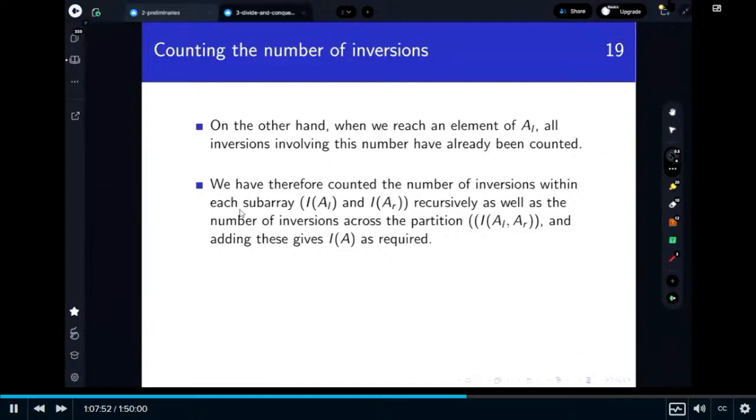So we have done everything we need to do for the AL and AR recursively, and now we just need to count the inversions that go across. Adding up these three numbers gives us the total number of inversions.